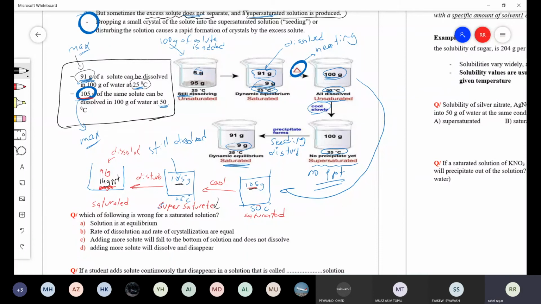Supersaturated. All right. I will leave it for a couple of minutes. I will leave it like this until you write down these figures if you want. And in the meantime, do you have any questions? Who has any questions?